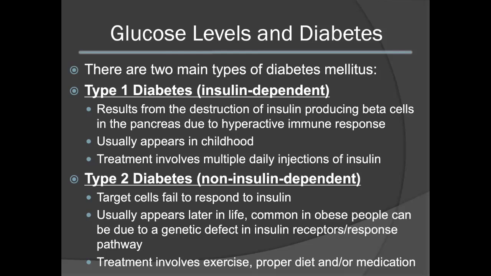Type 2 diabetes is termed non-insulin dependent diabetes. This occurs when target cells fail to respond to insulin. As stated previously, it's usually due to defective insulin receptors. This type of diabetes usually appears later in life. This is also common in obese people and can also be due to genetic defects in either the insulin receptors or in some sort of mechanism in the typical response pathway. Treatment for type 2 diabetes typically involves proper diet, exercise, and may be modified with medication.